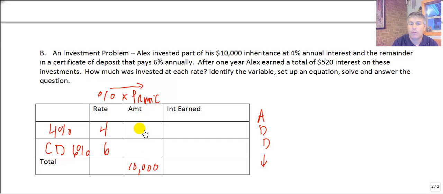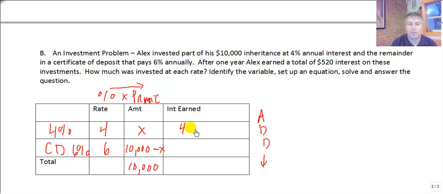Hard to say. We don't know either, but if we call the 4% x, then the CD is 10,000 minus x, right? If he invested $1 at 4%, then he invested 10,000 minus 1, or the rest of the money, 9,999, at 6%. If he invested $1,000 at 4%, well, he must have invested 9,000. How did we get 9,000? We went 10,000 minus 1,000. So if he invests x dollars, that must be 10,000 minus x.